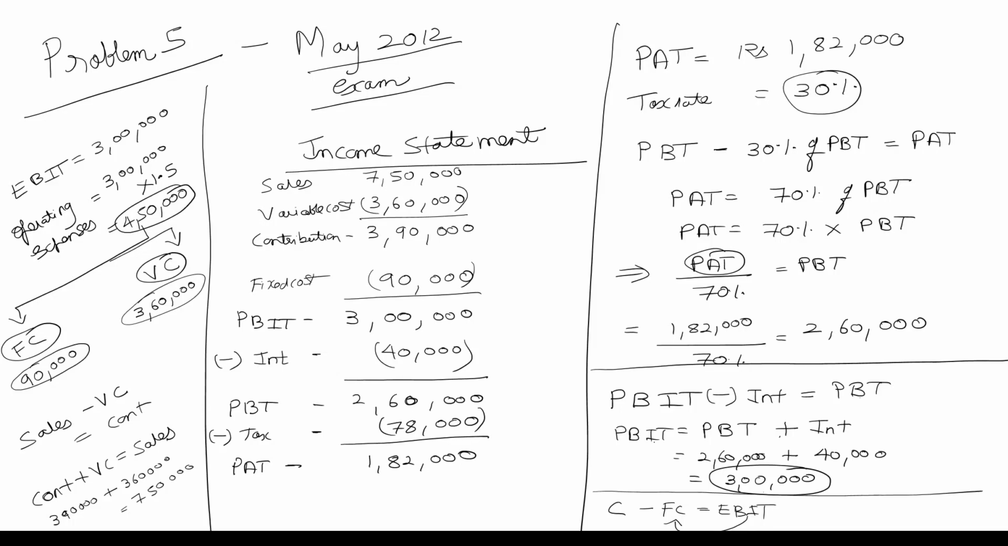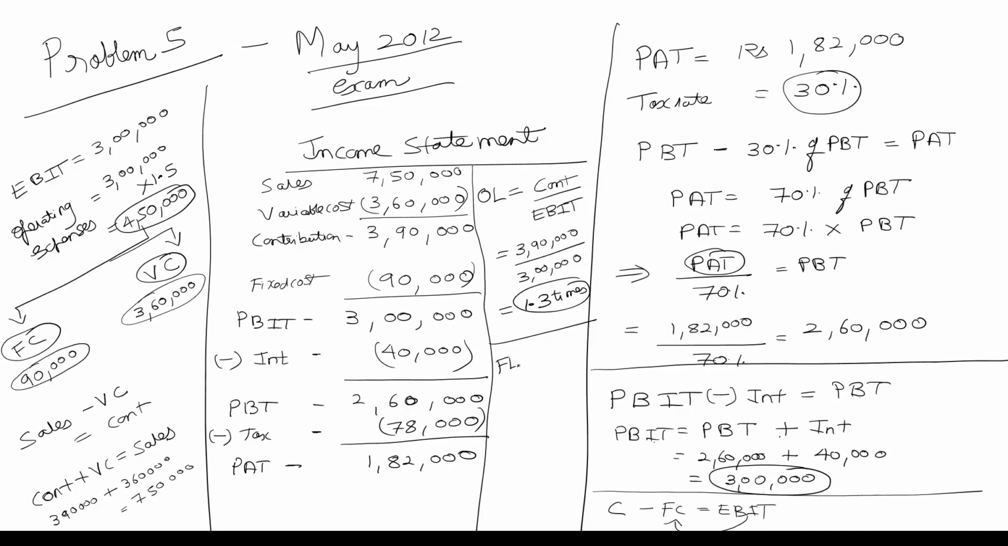Now the first part of the question wants me to calculate the operating and financial leverage. We know, let me do this calculation quickly here. Operating leverage is equivalent to contribution divided by EBIT. So here it's going to be 3,90,000 divided by 3 lakh. So this is going to be the first leverage, operating leverage, which is 1.3 times. So this is operating leverage.